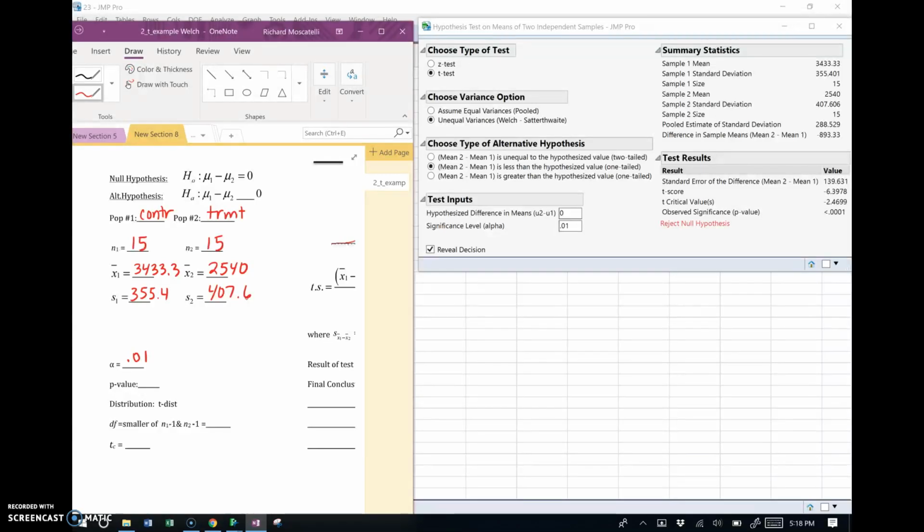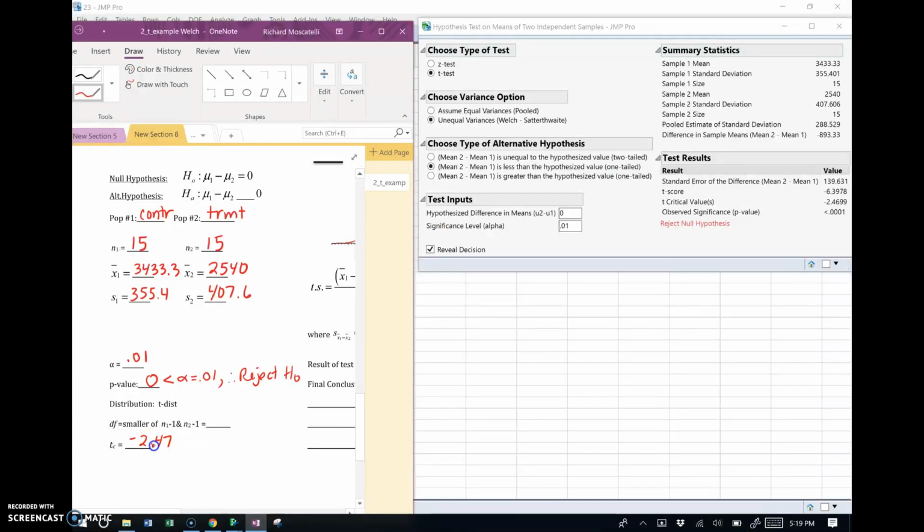All right, the p-value for this test is essentially 0, as you can see, right? That's right over here, the p-value. And we know when the p-value is smaller than alpha, we reject the null hypothesis. Critical t-score, it gave it to me. Negative 2.4699. All right, let's round that to negative 2.47.